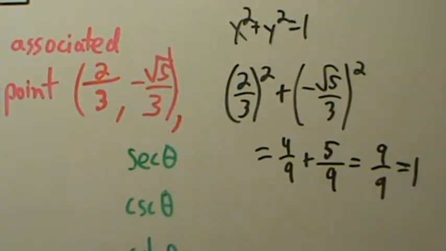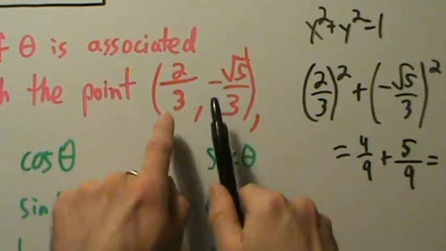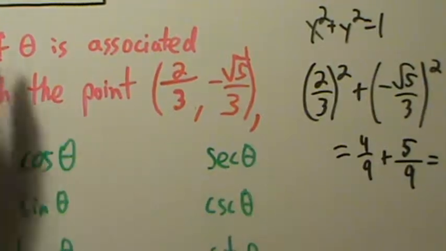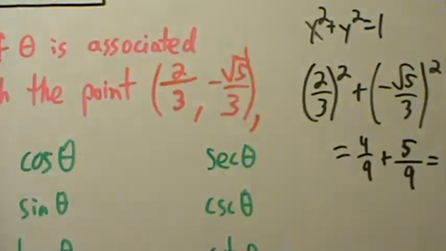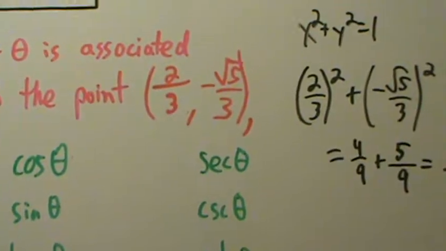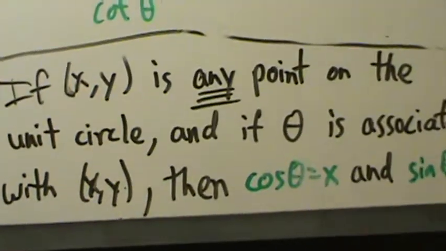That is great, because what that tells us is that since x squared plus y squared equals 1, this point is actually on the unit circle. It's some strange goofy point somewhere down here, not one of the special points, but still, it's on the unit circle, so we can apply this rule here, this definition really.